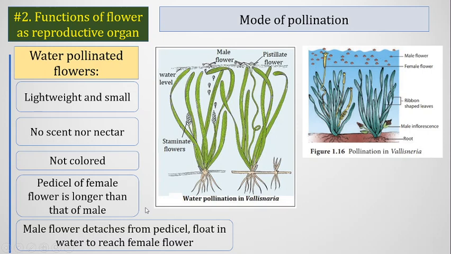So here we see that the male flowers are released from the pedicel and float on the water surface, and then eventually reach the female flower and fertilize and pollinate it.